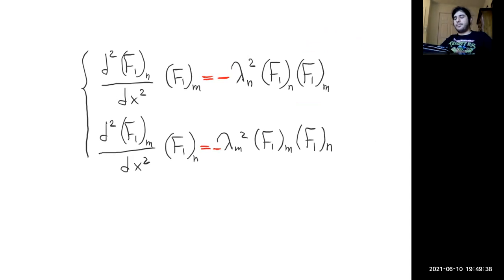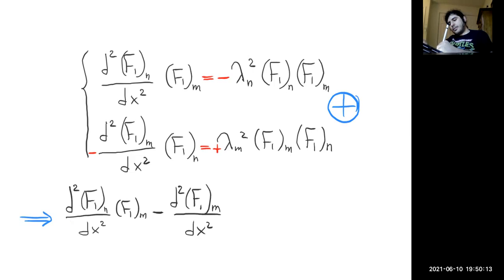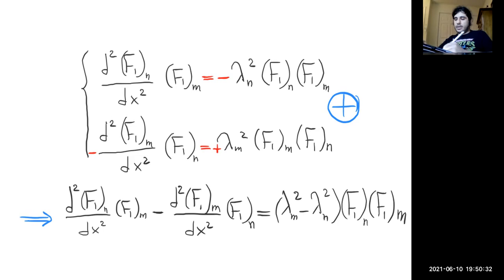So now let's multiply one of them by -1. Let's multiply, for example, the second equation by -1, and let's add these two equations. The result would be the second derivative of f1n with respect to x squared times f1m minus the second derivative of f1m with respect to x squared times f1n. This would be the left-hand side. The right-hand side would be lambda m squared minus lambda n squared times f1n f1m. This would be the equation we would get.